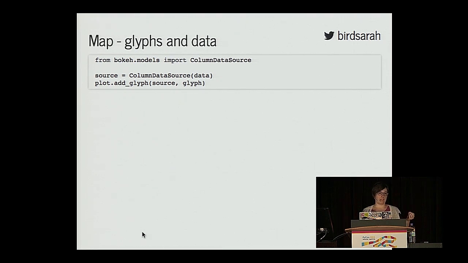Earlier we talked about pandas data frames. When you get into the really low level of Bokeh, they have their own sort of data structure called a column data source. But to make a column data source, you just pass it your pandas data frame. It's not difficult. So we make our column data source, and then where before we had just used add glyph with just the glyph, now we pass it the source as well, and it's going to magically join things together.